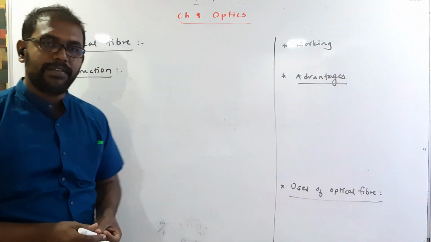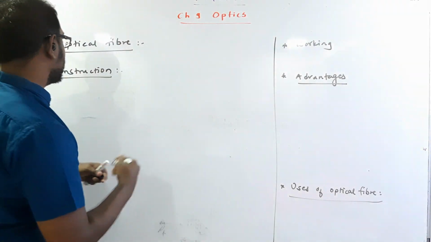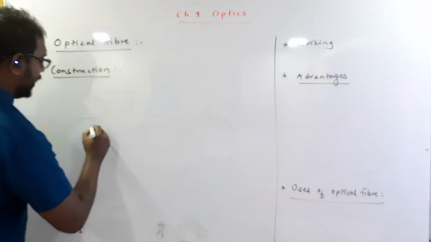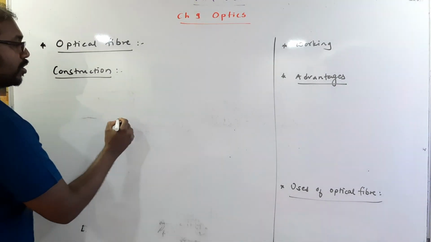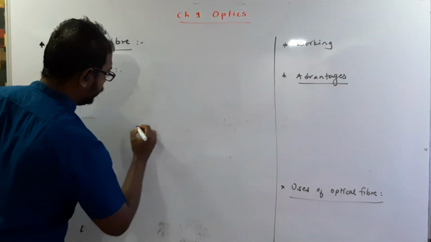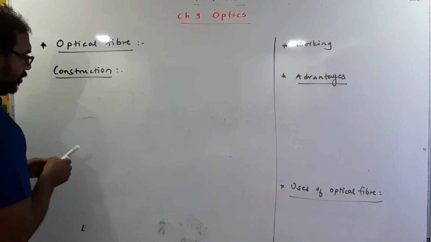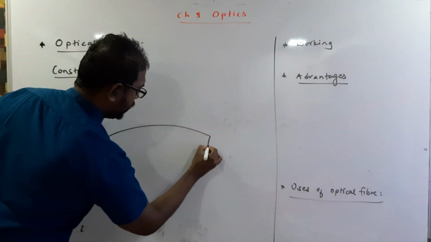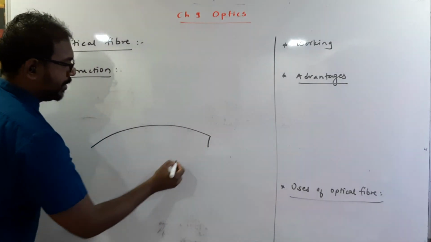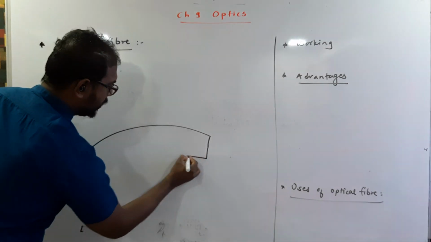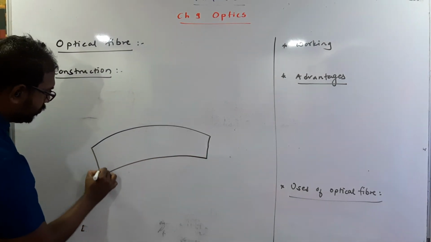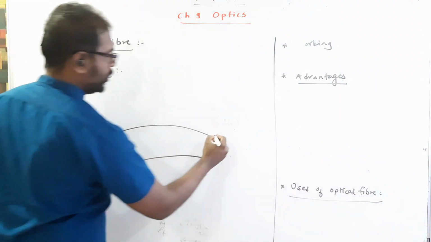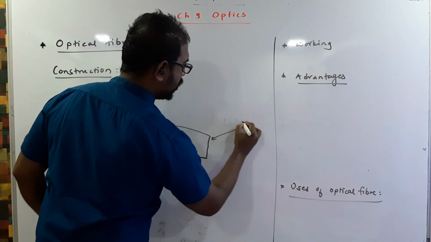Now what is optical fiber? Basically, optical fiber is made from high quality glass or quartz material. Let me show you here. This is an optical fiber cable. So this central part of the optical fiber cable is called the core. So this is the core.